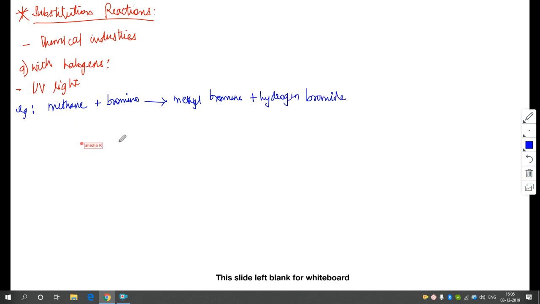Okay, so when I react methane with bromine, what I get is methyl bromide and hydrogen bromide. How can I put it in formulae? CH4 plus Br2 giving me CH3Br plus HBr.